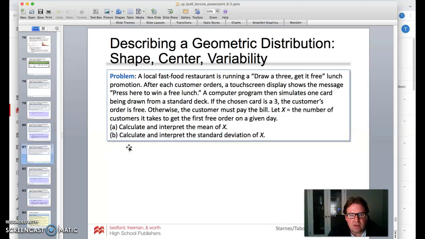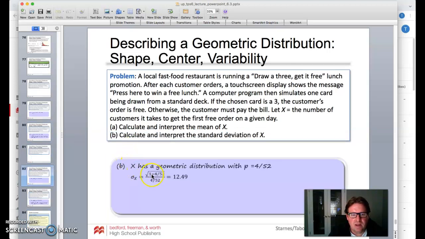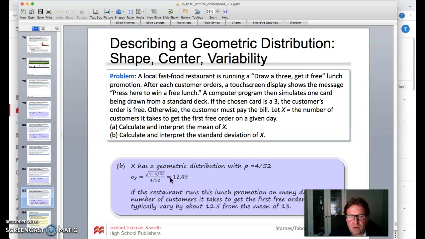Now again, for the standard deviation, what we're going to do is take the probability of failure, so that's going to be 48 out of 52. Let's take the square root of it, divide it by the probability of success, 4 out of 52, and we get 12.49. So again, what that means is that if this restaurant runs a lunch promotion on many days, the number of customers it takes to get the first free order would typically vary by about 12.5 from the mean of 13.